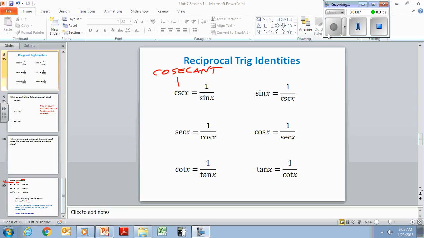Anybody can guess what this word is? Secant. Very good. See, they try to help you by making an abbreviation, something that you might think of.